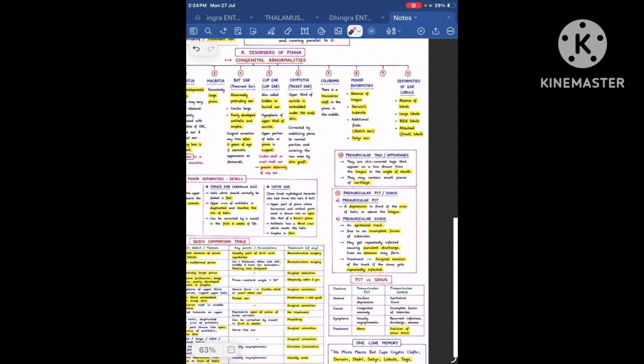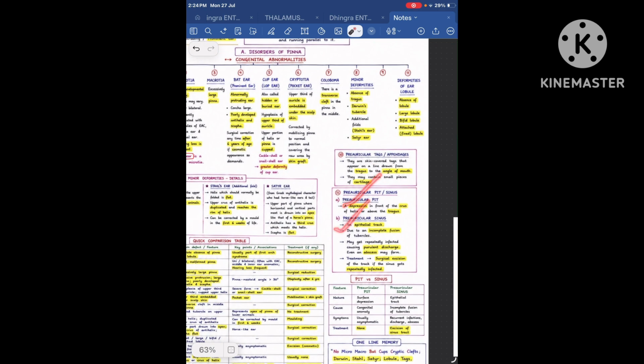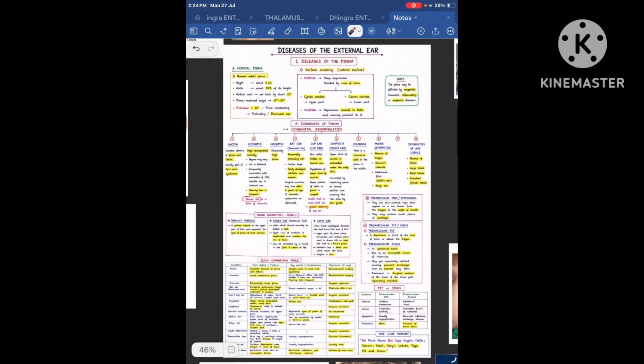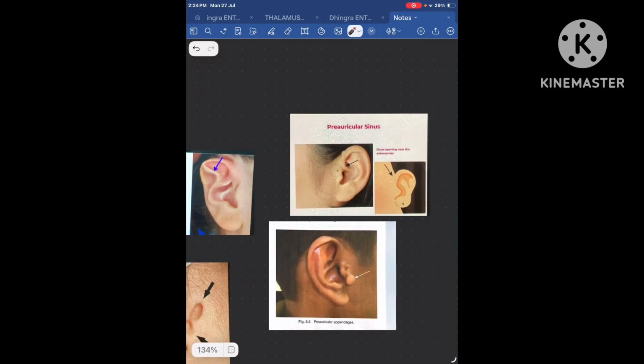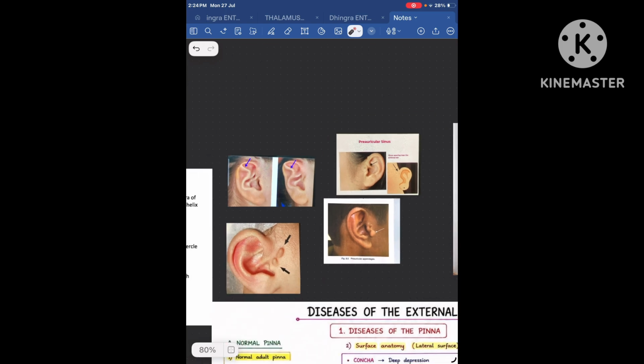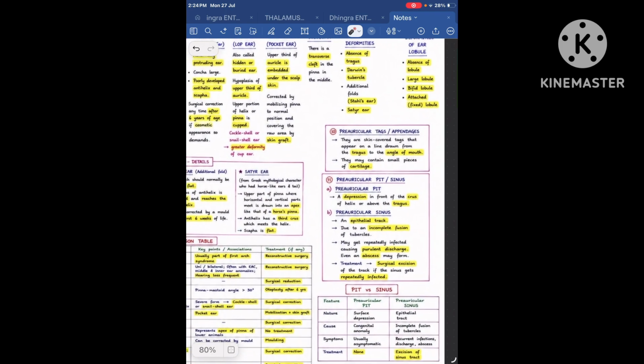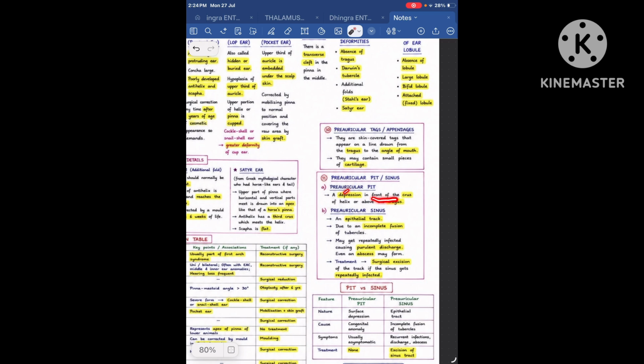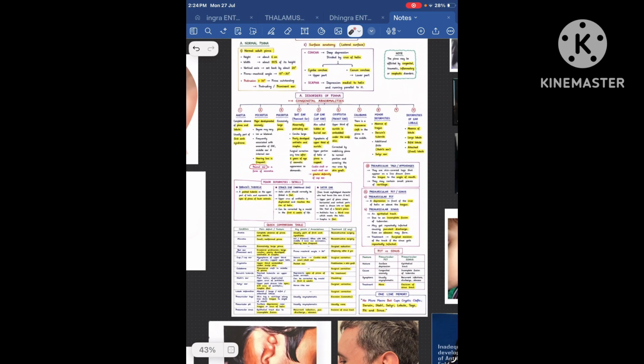Now there is something known as pre-auricular pits and pre-auricular sinus. Pre-auricular pits are basically these pits, a normal small depression. It is a sinus when it forms an epithelial tract beneath it. So a pre-auricular pit is a depression in front of the crus of the helix or above the tragus. Pre-auricular sinus is an epithelial tract from incomplete fusion. It can lead to abscess later. Okay, that is the thing. So you have to drain it.